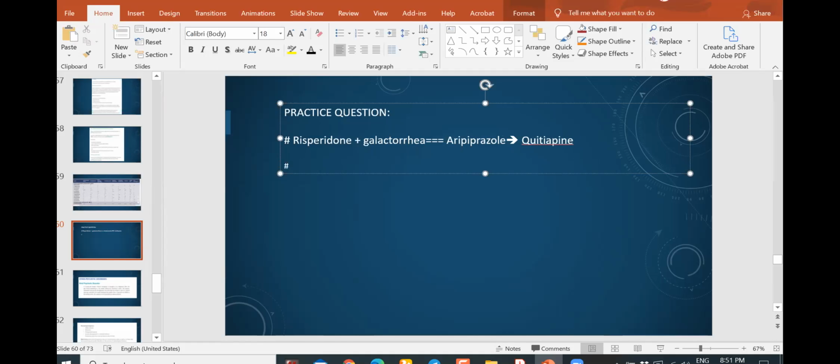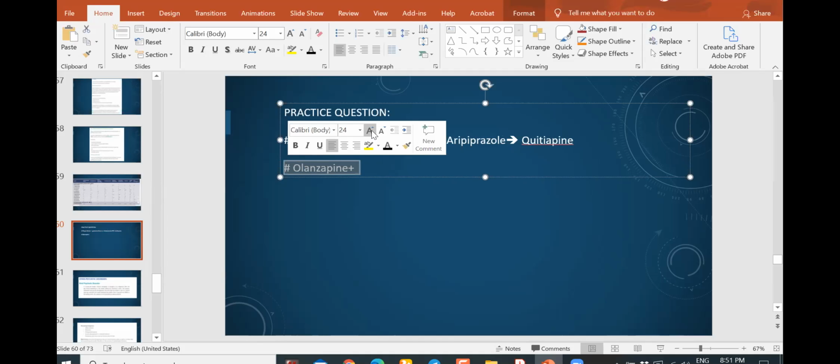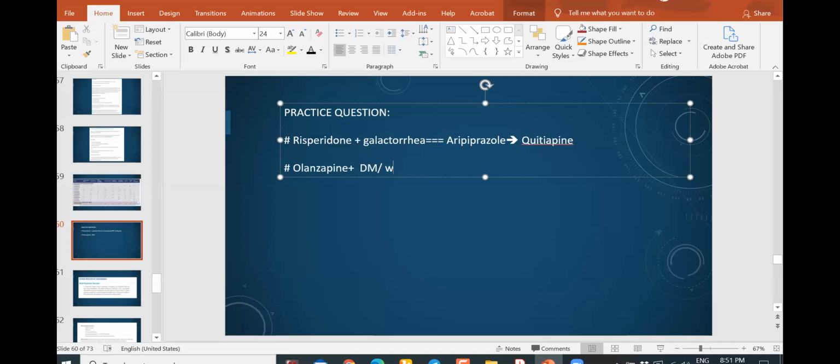Now, the next question: the patient is on olanzapine and developed diabetes or weight gain. What are you going to do? For this sort of patient, again, try to change to aripiprazole. Together with that, lifestyle modification should be a good idea.